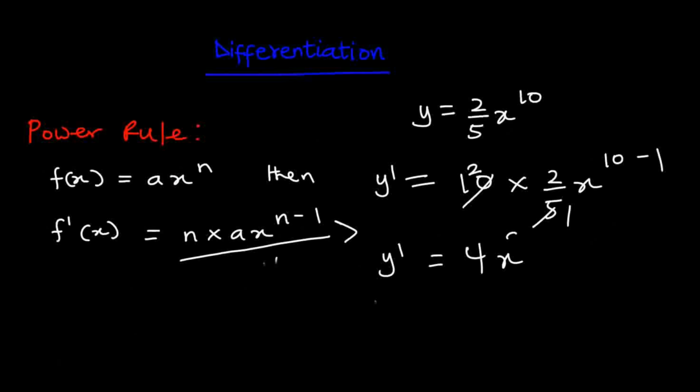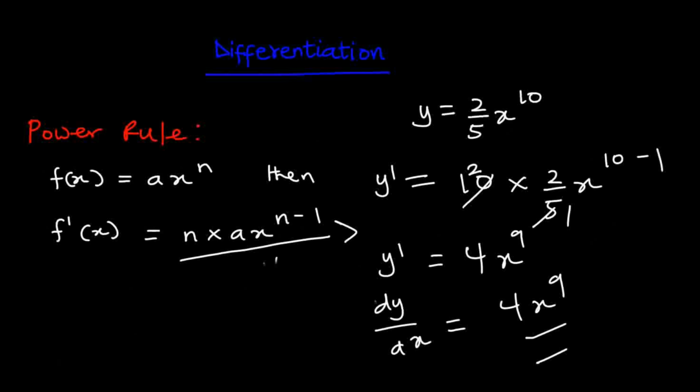That is 9. So you have the derivative to be 4x to the power of 9. If you don't want to write this as y prime, then you can write this as dy over dx equals 4x to the power of 9. This is also correct.